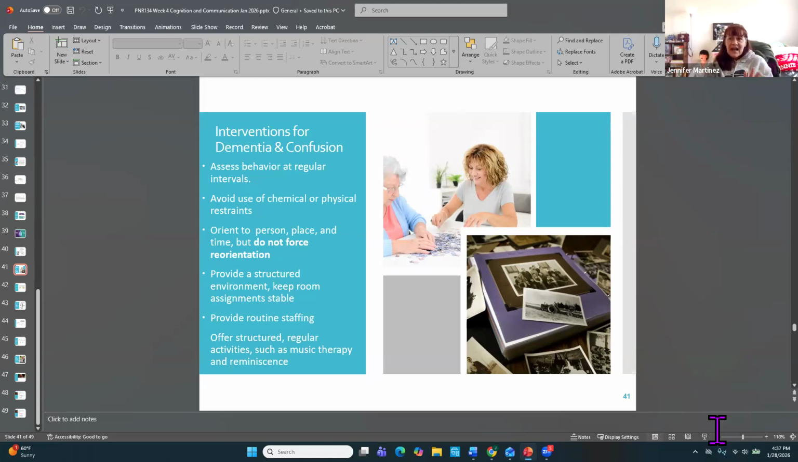So with patients that have dementia and confusion, we're going to assess their behaviors. We always want to try to avoid aggression and causing them to become confused, because confusion can lead to irritation, agitation, and frustration, right? We want to avoid chemical or physical restraints.